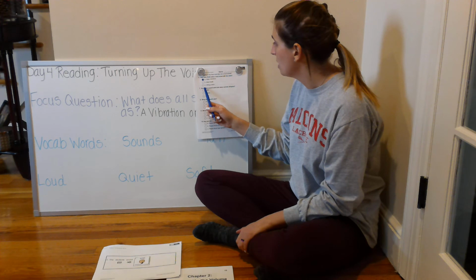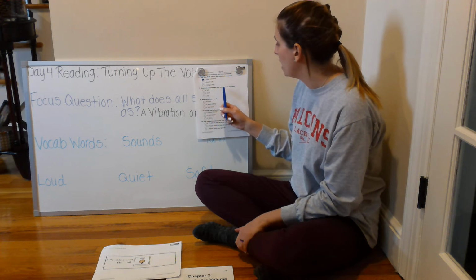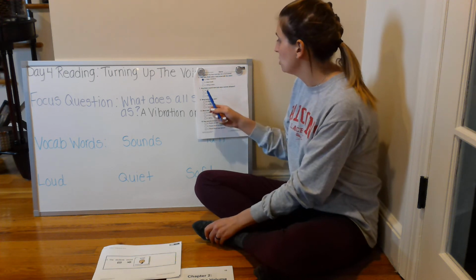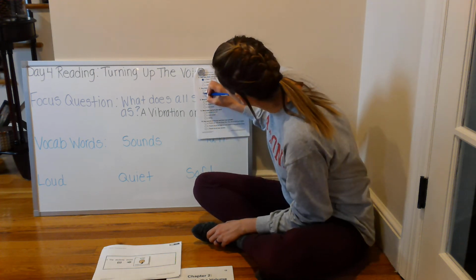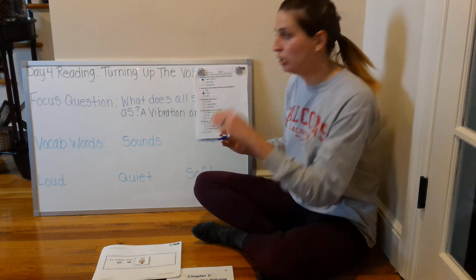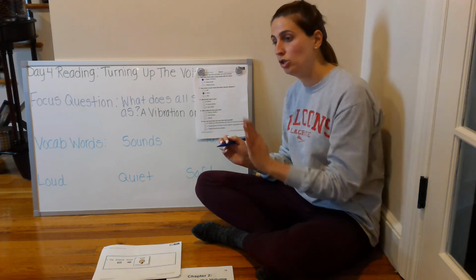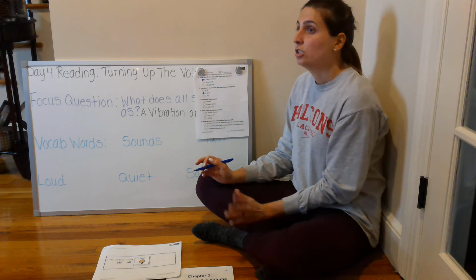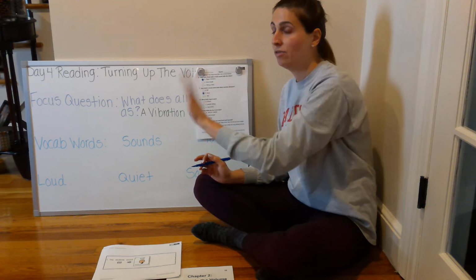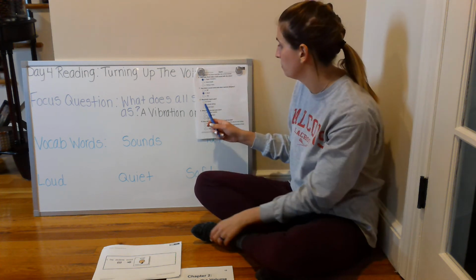Number 7. How does a sound wave look when Jacinda whispers? Tall, short, or flat? The correct answer is B. Remember, the shorter the sound wave, the softer the sound. The taller the sound wave, the louder the sound.